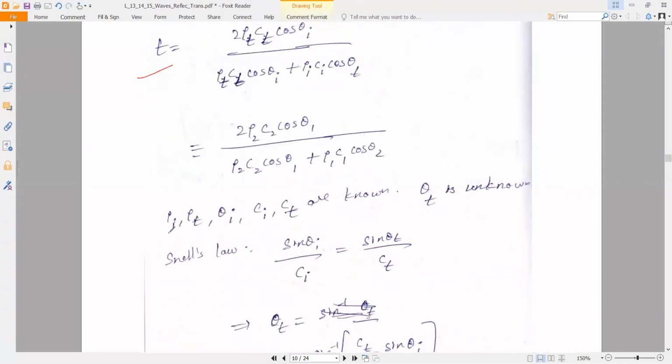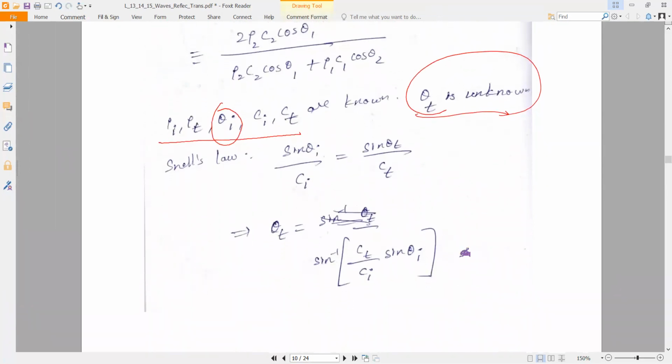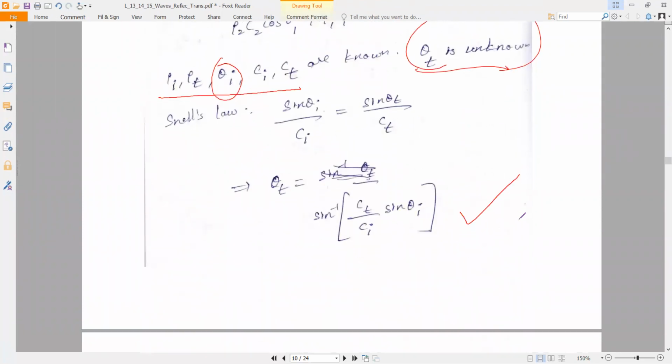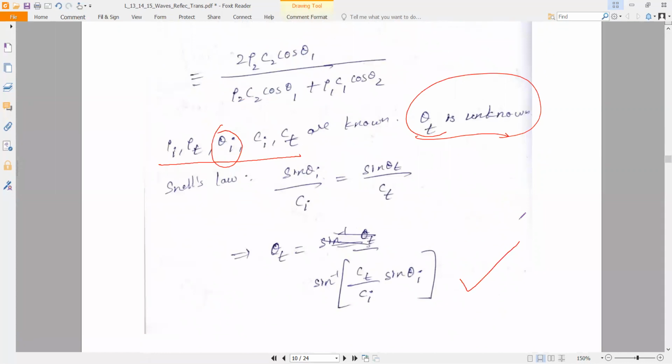Okay. The material properties are known. The angle of incidence is also known because we are performing the experiment. The only unknown in the expressions of T and R is theta_t. The way you identify theta_t, which is the transmitted angle, is by using Snell's law. All right. So we will stop at this place, and in the next lecture, we will continue from here.